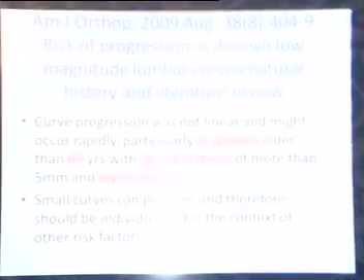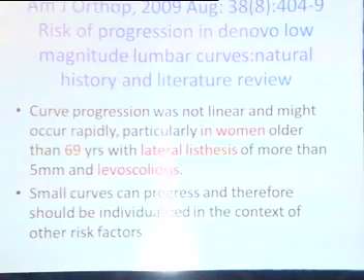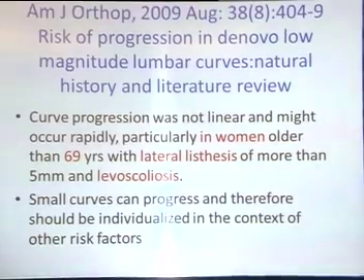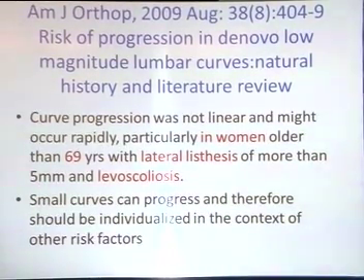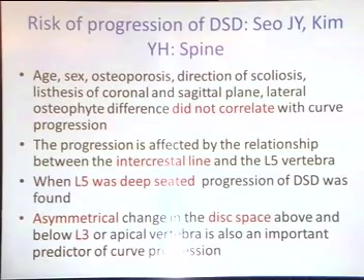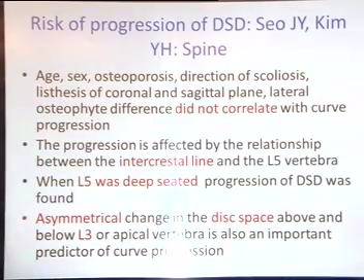And what about the risk of progression? There are different papers suggesting different things. This is one paper that shows it is more progressive in women, with increasing age, lateral listhesis or lateral subluxation of the spine, and scoliosis to the left. But even then they say that small curves also can progress and should be individualized. But there is another paper that says there is no correlation for age, sex, osteoporosis, directional scoliosis, listhesis. All this did not correlate with curve progression.